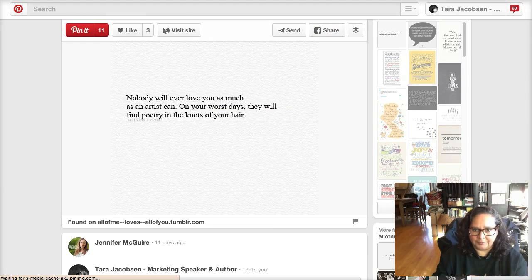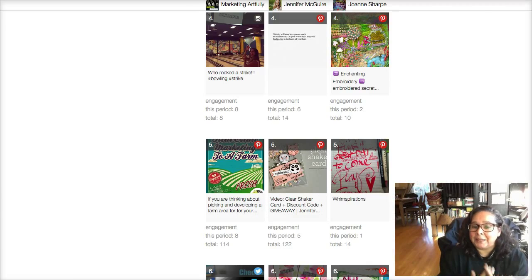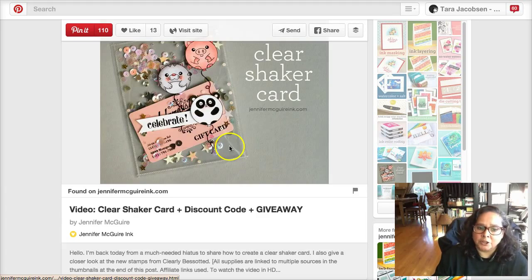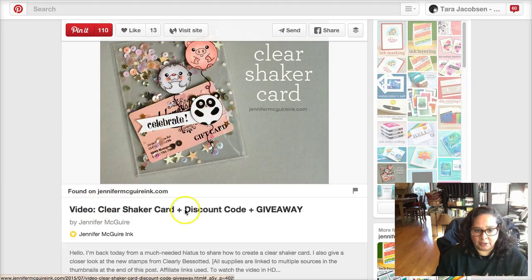You know, I just have to wonder if it would be as popular or even more popular if it had some pictures to it. So this is super cute. This is a giveaway, and we'll talk about giveaways in just a minute, but look how cute this picture is. But this is artwork that she did. This is a clear shaker card. That is so super cute.